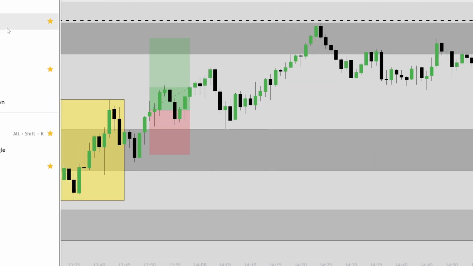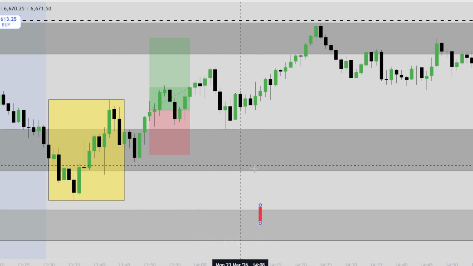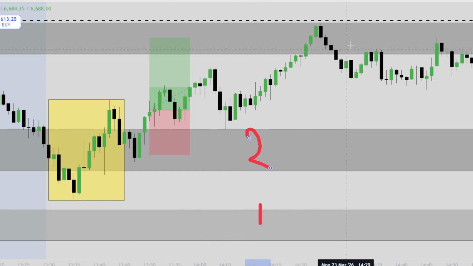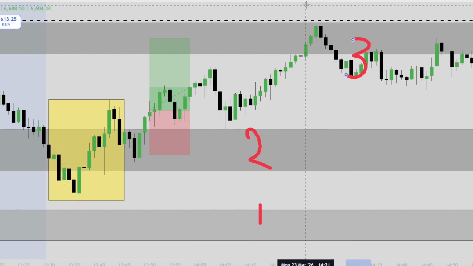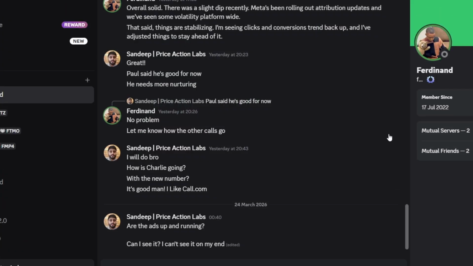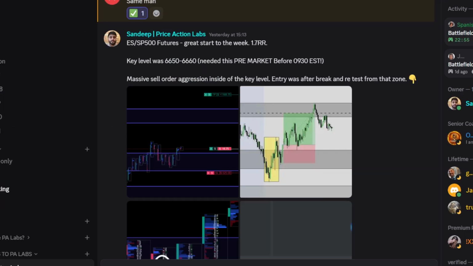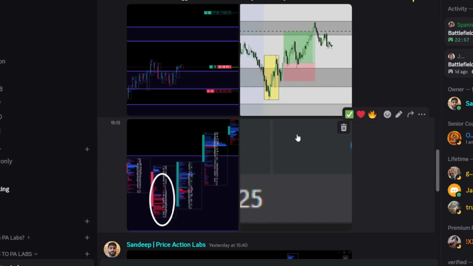And so the trade was very simple. So this was key level 1, which we never really tapped into, key level 2, and then key level 3. Now, having these key levels on the chart will save you tons of losses and mental capital. What do I mean by mental capital? It is basically getting stopped out for no reason.